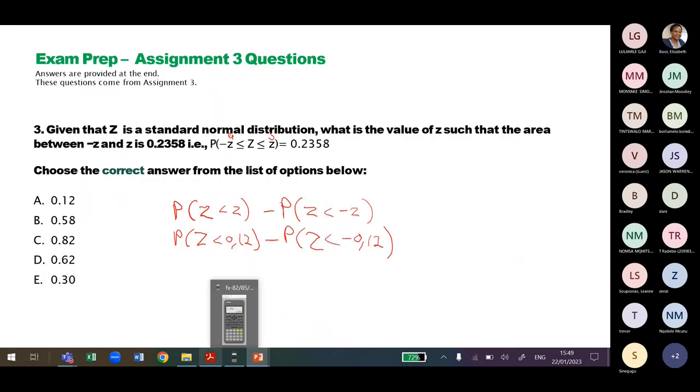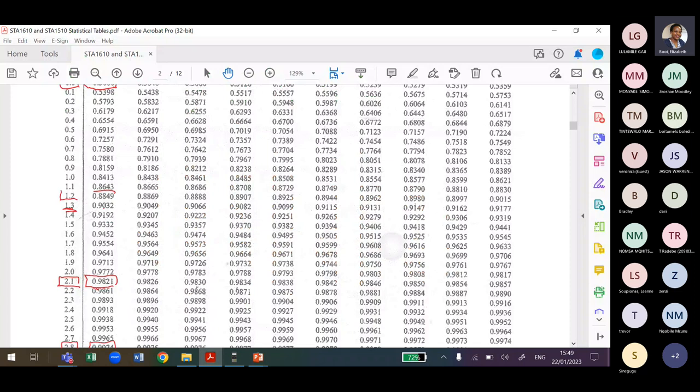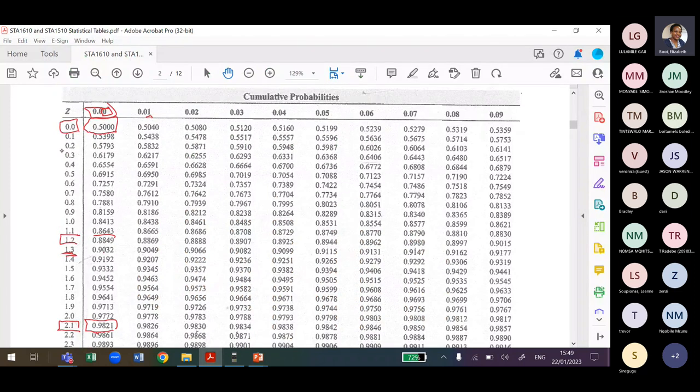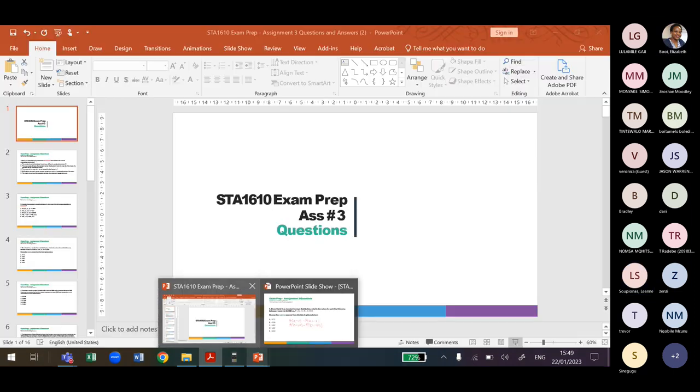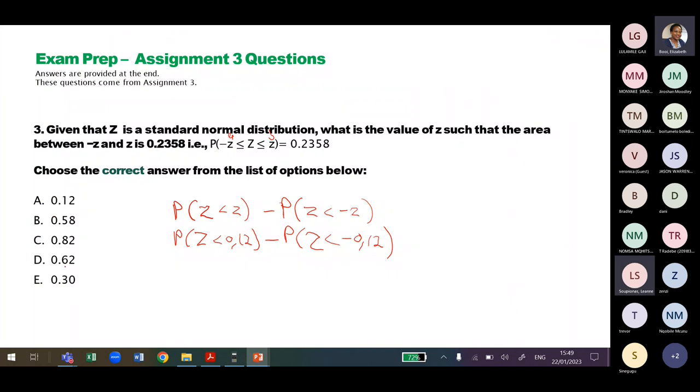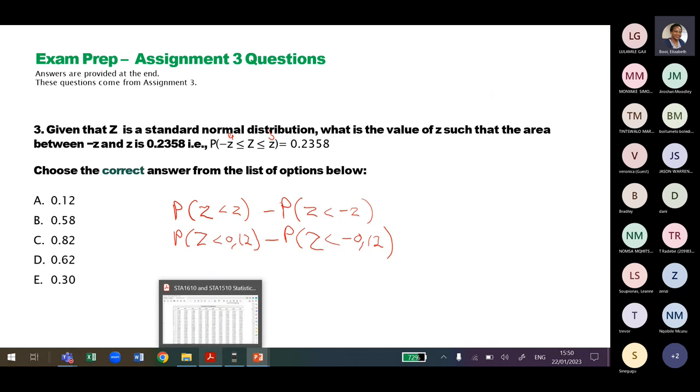What are we looking for? 0.12. So we go here and look for 0.1. Let's remove all the ink that we have. Sorry, Lizzie, where did you get 0.12? From the options. We're going to validate each option that is here to see if we get that answer, because they say the value of Z is one of these values. So let's check if it's one of those values.